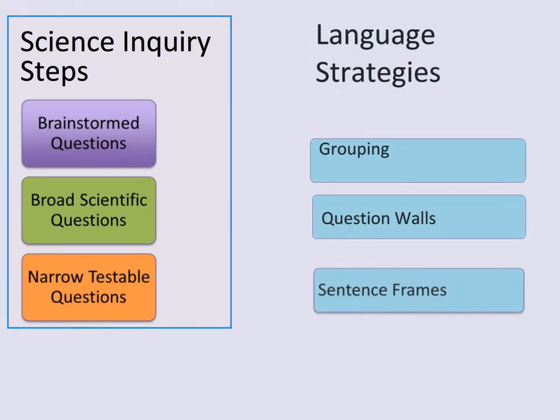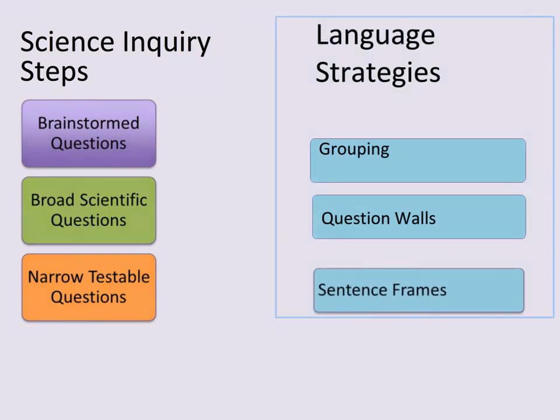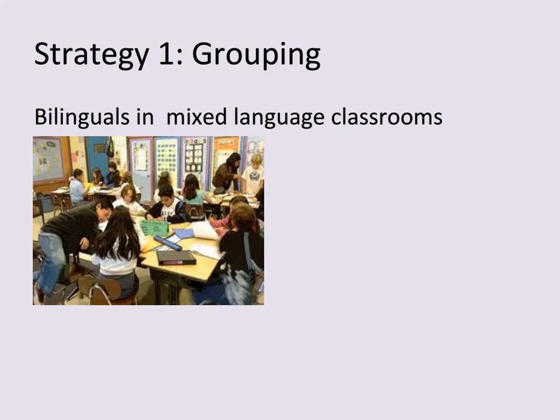So far, we've focused primarily on getting the science work done. Now let's turn to some corresponding strategies that can be used to promote academic language development during this inquiry process. We'll look at careful consideration of grouping, question walls, and variable sentence frames. The first strategy, useful in all phases of the inquiry process, is careful student groupings in your classroom.